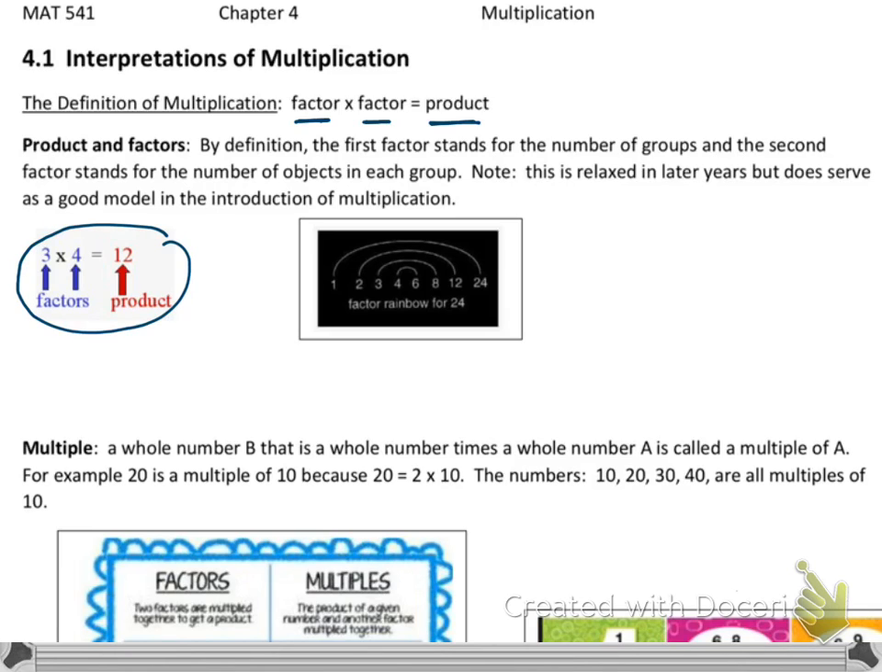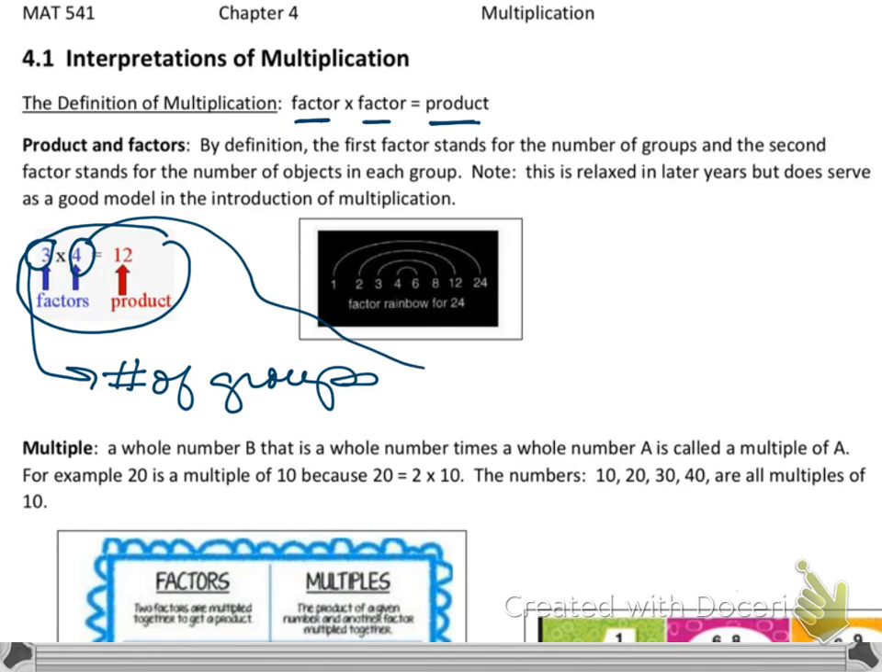So 3 and 4 are numbers, which are also factors. To get the product, which is your answer, you will multiply 3 times 4 and get 12. By definition, the first factor stands for the number of groups. Okay, so the 3 would be the number of groups. And the second factor, by definition, stands for the number of objects in each group.